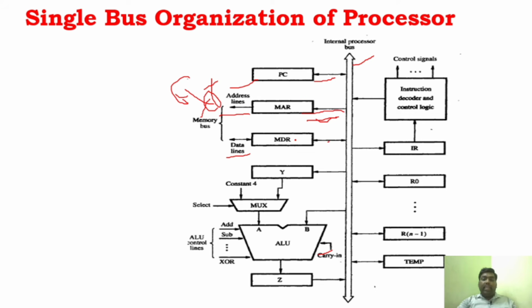And if you take MDR, you have two inputs and two outputs, which means it can get data from the internal bus and place the data in the external bus. Similarly, it can get data from the external bus and place the data in the internal bus. So that is why it has two inputs and two outputs.